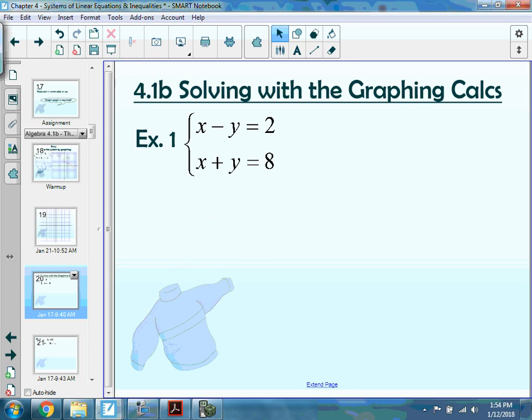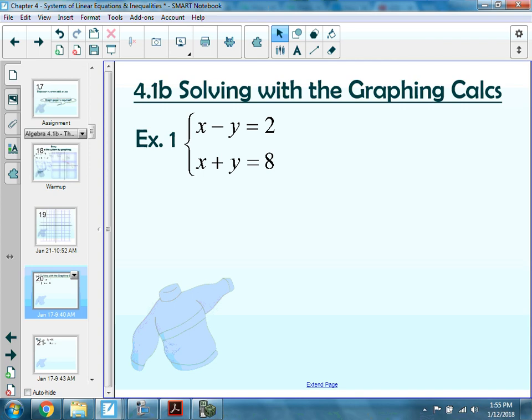Graphing calculators are useful for solving systems, because solving by graphing only really works if it's easy to tell where the two lines cross. If the two lines cross at a really weird intersection point, like negative 2.37, you're not going to find that. So that's where the graphing calculators come in very handy.